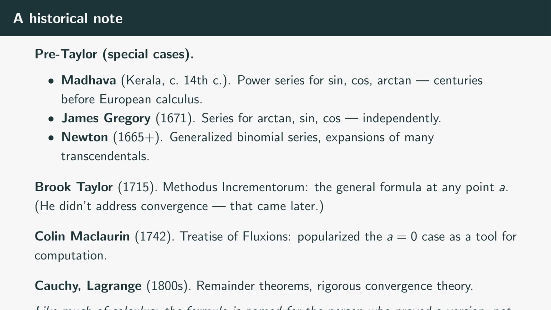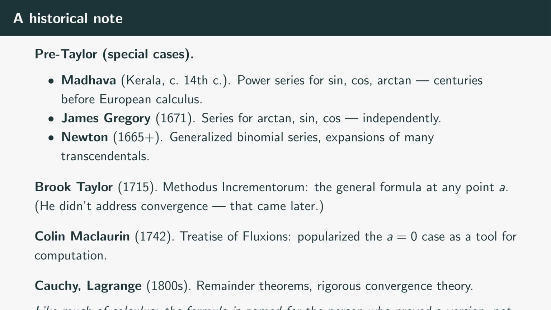James Gregory rediscovered the arctangent series in 1671. Newton developed extensive power series expansions in his 1665 work on infinitesimal analysis, including the generalized binomial series, which gave him Maclaurin expansions of many algebraic and transcendental functions. Brooke Taylor's contribution, in his 1715 Methodus Incrementorum, was the general formula at an arbitrary expansion point a, the one we now write as the sum of the nth derivative of f at a over n factorial times the quantity x minus a to the n. He did not, however, address convergence.